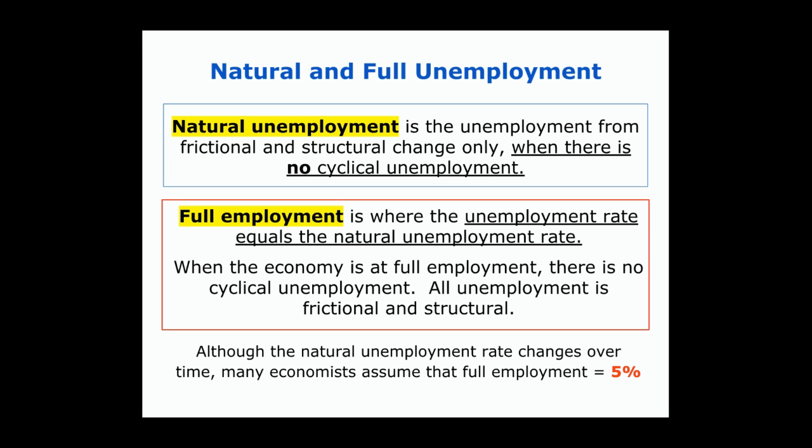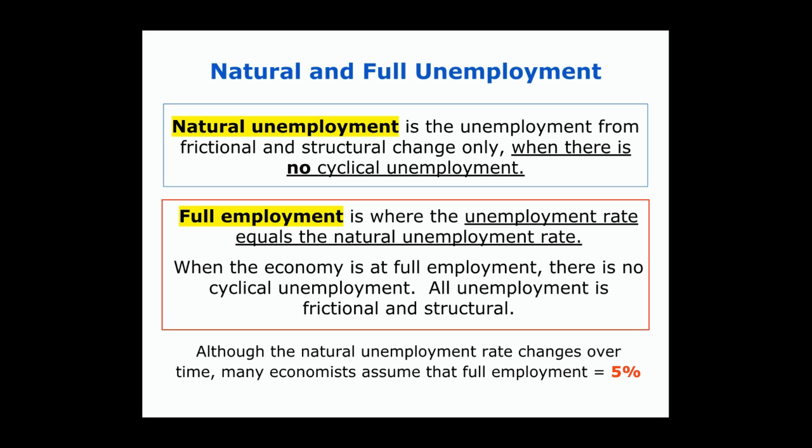That doesn't mean there's zero unemployment. It just means that the unemployment that exists only exists because of the types of unemployment we consider to be good or okay, frictional and structural unemployment. So when the economy is at full employment, there will be no cyclical unemployment. All the unemployment that exists only exists because of frictional or structural reasons.